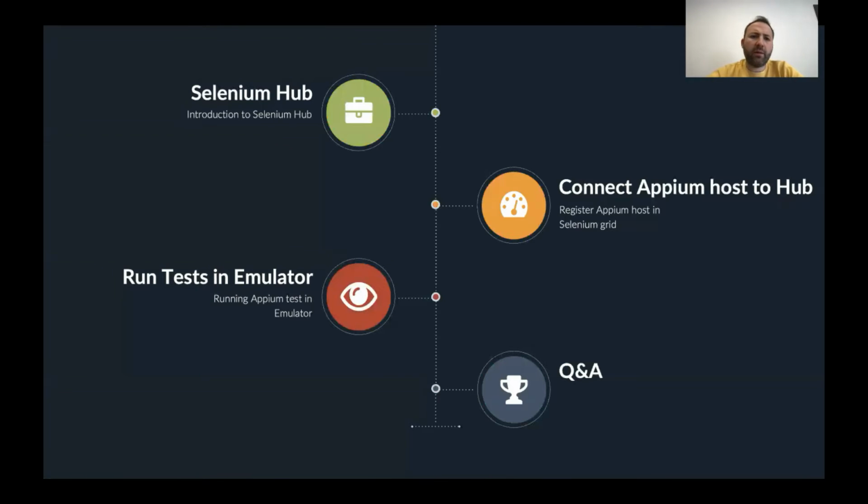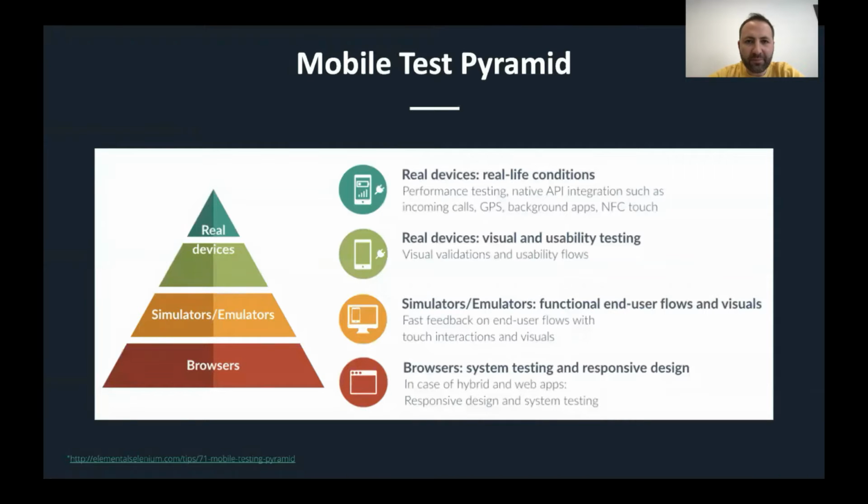Then we'll continue with the Selenium Hub, how we spin up the Selenium grid and how we register this Appium service as a node in the Selenium Hub. Then we'll continue to the Appium host, and you will see the grid connected to our Appium servers. In the end, we will run the tests in the emulator, which will be opened inside the Docker container. And in the end, I will be available for questions and answers, and we can discuss any topics that you would like regarding this talk.